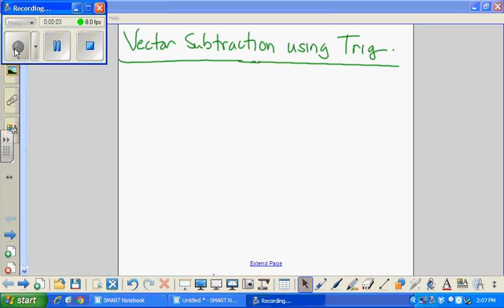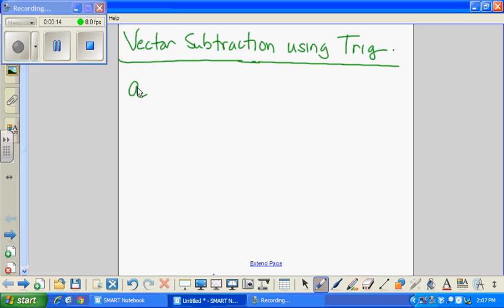Hey, welcome to this lesson on vector subtraction using trigonometry. Very simple principle as vector addition using trigonometry with a very slight twist. So the goal here, of course, is to solve problems similar to this.